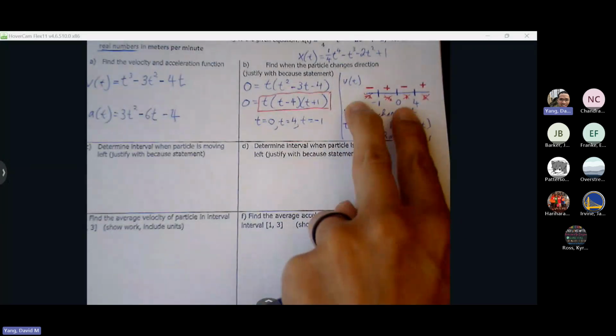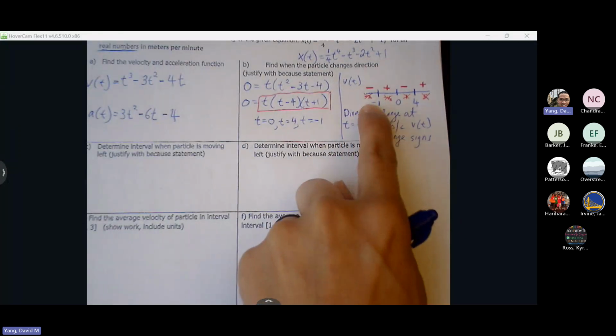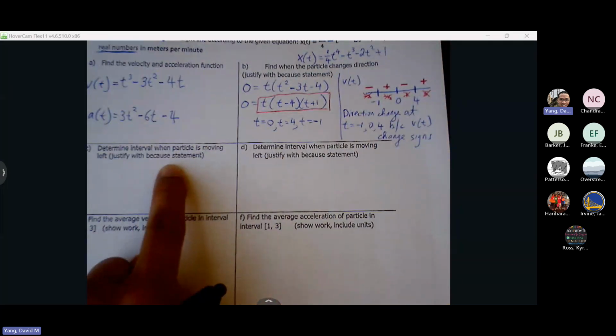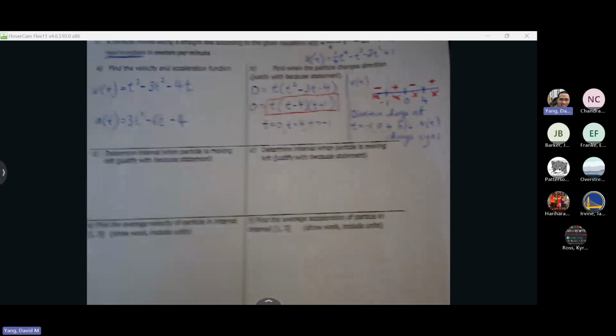Okay, part C, determine the interval when the particle is moving left. Moving left is all the negative regions, so negative infinity to -1, and then from 0 to 4. And our because statement is because velocity is less than 0, or velocity is negative.